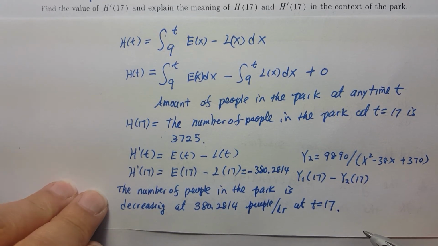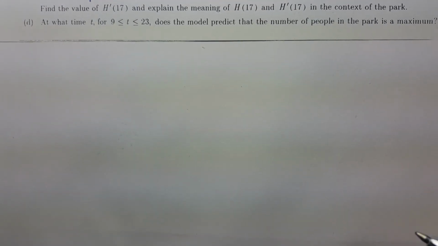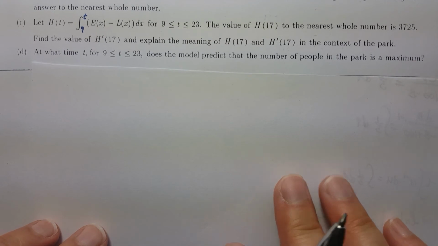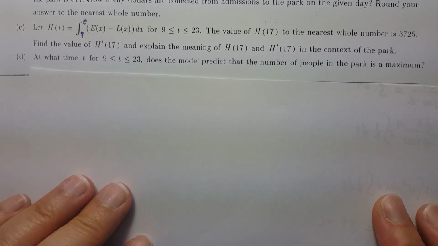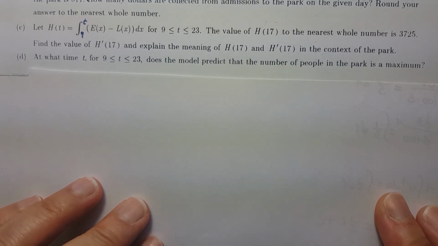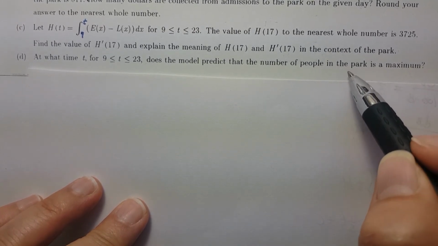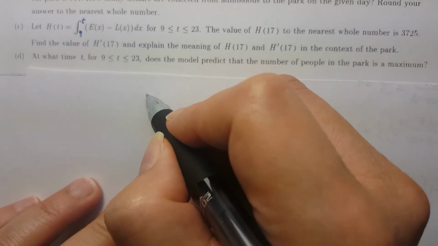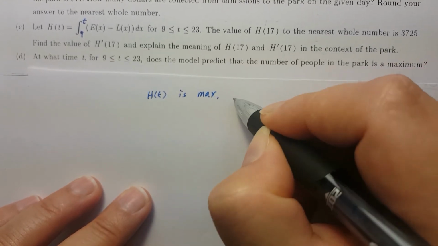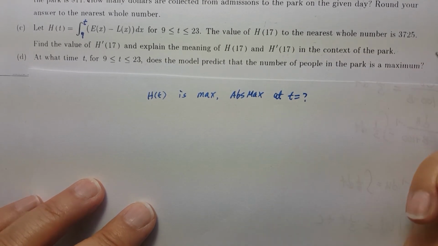Now let's take a look at the last part, part D. The question says: at what time t, where t is between 9 and 23 inclusive, does the model predict the number of people in the park is a maximum? The keyword is that you want to find when the number of people in the park is a maximum. So that means you have to find where h of t is an absolute max. At t equal to what?